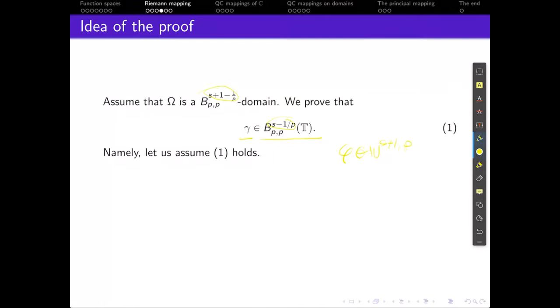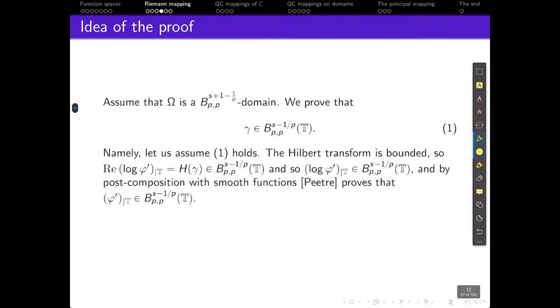This is what we want to see in the unit disk. Let's show that. The Hilbert transform is bounded. So note that what is the real part of the logarithm of phi prime? The real part is the Hilbert transform of the imaginary part, and the imaginary part is gamma. So since the Hilbert transform is bounded in the Besov space, this means that the real part is also in the Besov space. So the imaginary part and the real part are both in the Besov space, so the whole logarithm of phi prime is in the Besov space.